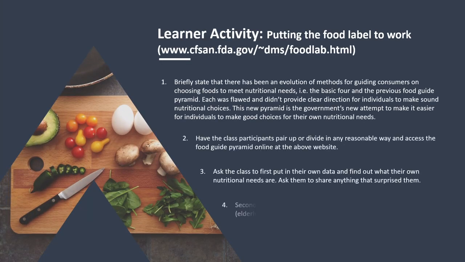Briefly state that there has been an evolution of methods for guiding consumers on choosing foods to meet their nutritional needs. For instance, the Basic Four and the previous food guide pyramid. Each was flawed and didn't provide clear direction for individuals to make sound nutritional choices. This new pyramid is the government's new attempt to make it easier for individuals to make good choices for their own nutritional needs. Have the class participants pair up or divide in any reasonable way and access the food guide pyramid online at the above website.